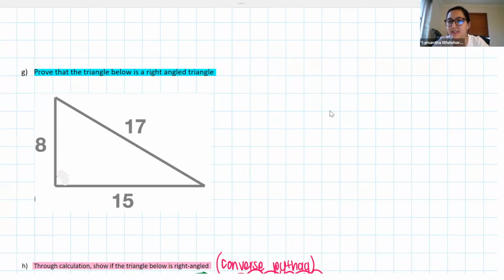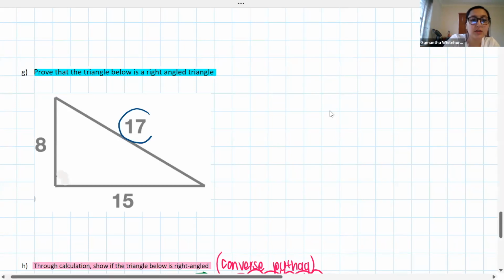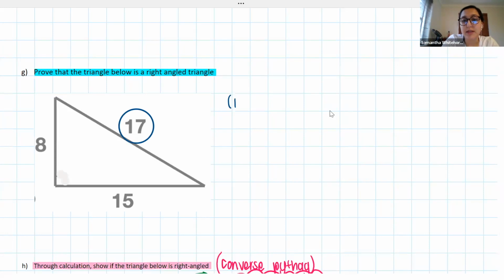Nice, grade 8s. Alrighty, let's have a look. So just to run you through how you would do it again, even though we have done it: identify your longest side. In this case, this would be 17. And that's what we substitute in place of h squared. So 17 squared is equal to 8 squared plus 15 squared.